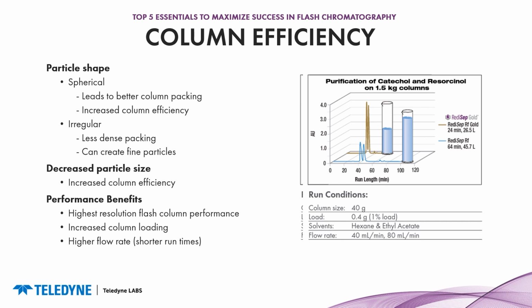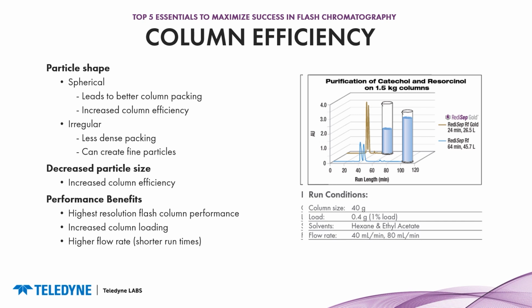So if you have an efficient column with small particle size, spherical shape, you're able to increase your flow rates, which is going to lead to quicker times, and it's going to reduce your amount of solvent. So that's going to save you money, and it's going to save you time.